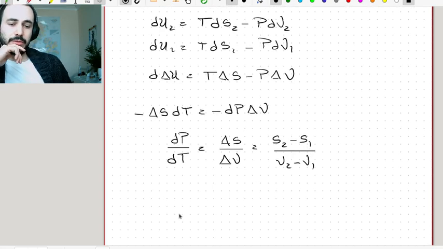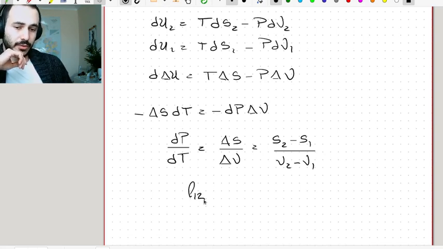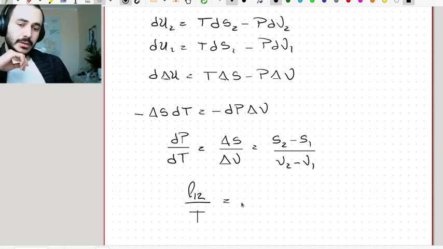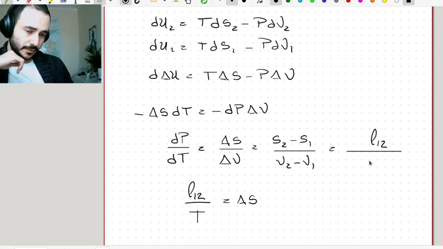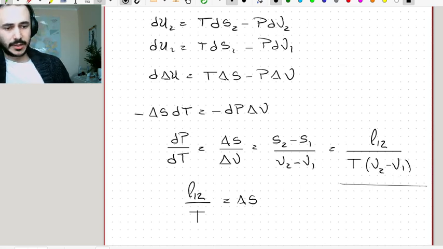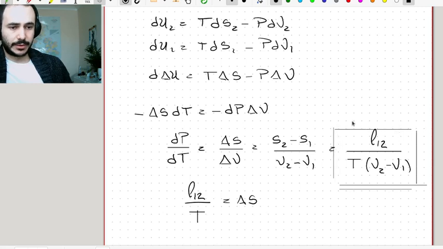And now just remember, for convenience, we had introduced this heat that was reversibly absorbed or released in the transition, and we had argued that this heat was simply the difference in molar entropy between the two phases. So just using this, we can rewrite the expression like L12, latent heat of vaporization in this case, divided by the temperature, and here we have V2 minus V1. And this expression here is the famous Clapeyron's equation. So this is what we were after.